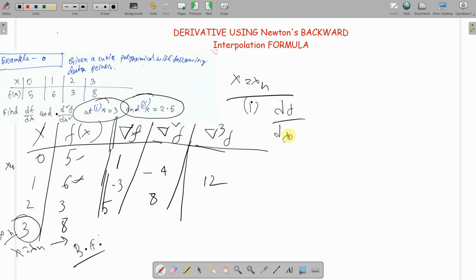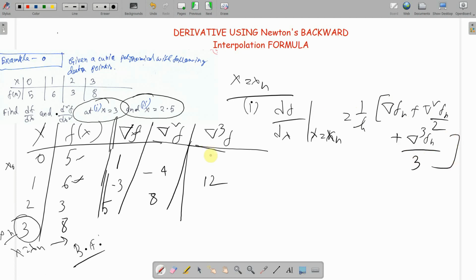So df/dx at x equals xn will be equal to 1 by h, nabla fn plus nabla square fn by 2, am I right? Plus nabla cube fn by 3. Okay, so what's the value here? What is h? First tell me, h equals 1. So from here you are getting the h value. So now 1 by 1 times this value.